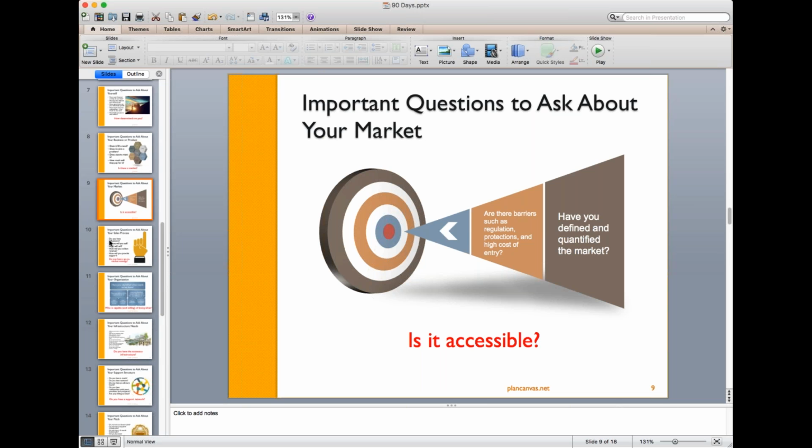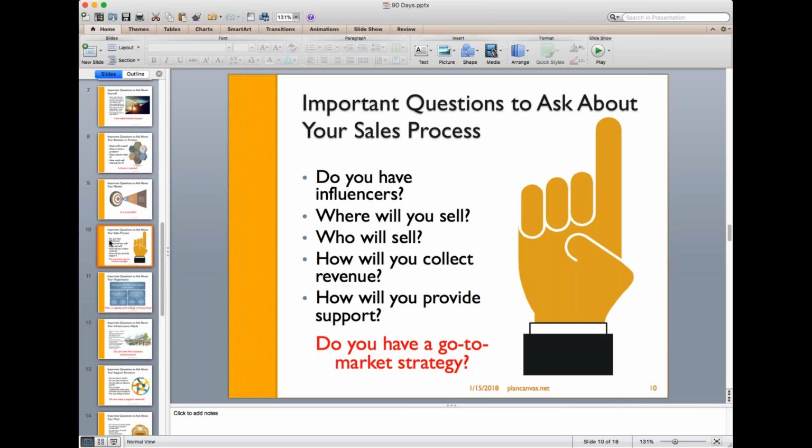All right, so now you've proven there's a market, you feel confident you can access it. Now what? Well, some more questions to ask. And one of the big ones is, do you have a go-to-market strategy?